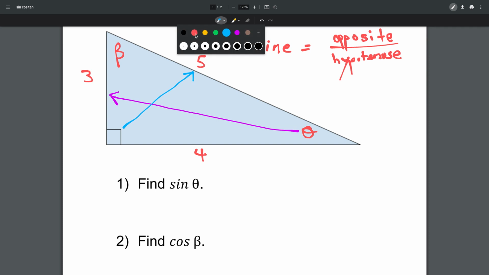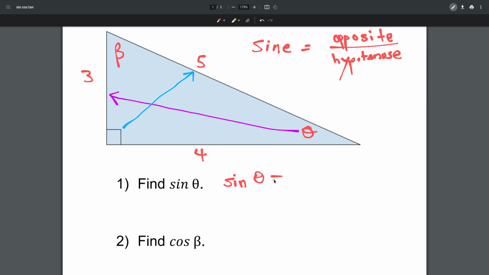So if we want to find the sine of theta here, well, it's going to be the opposite side's length, 3, over the hypotenuse side's length, which is 5. Okay, so that's sine. Cosine is a little different.